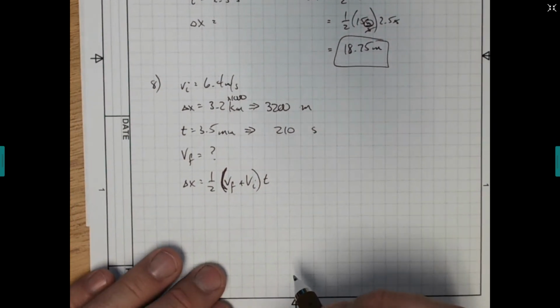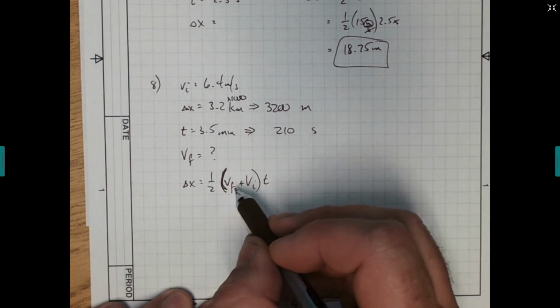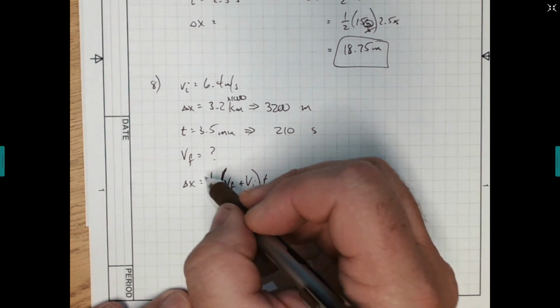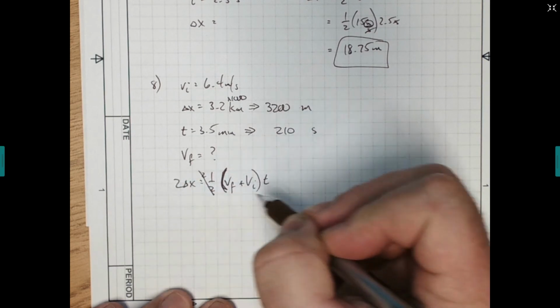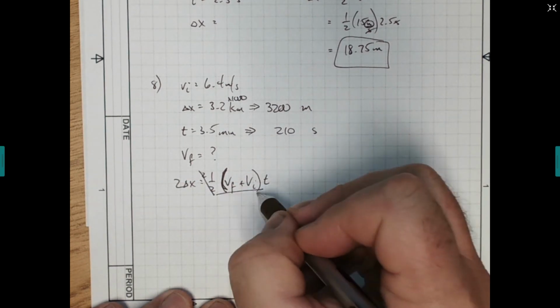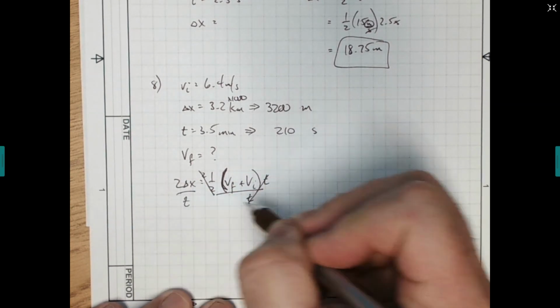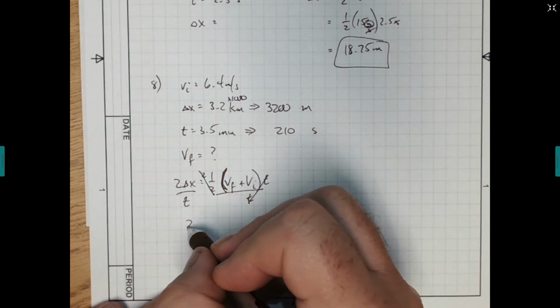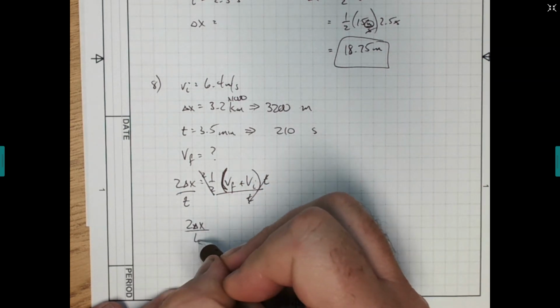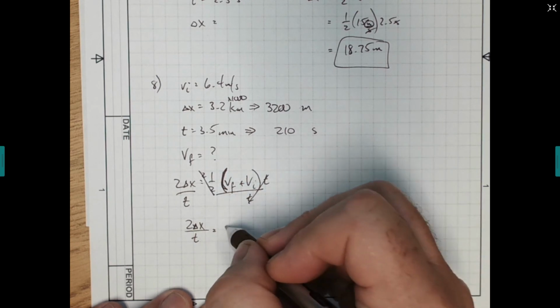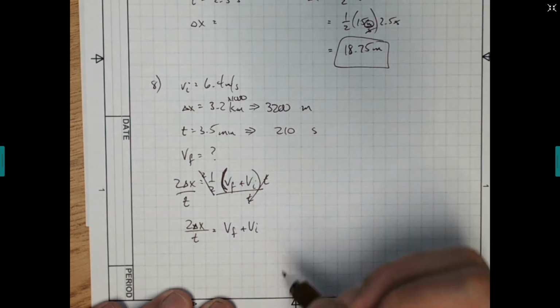Okay, first thing we got to do is rearrange this. We got to get VF by himself. So to get rid of the 1/2, I'm going to multiply by 2, so I got to multiply this side by 2. To get rid of the t, I'm going to divide by t, so I got to divide this side by t. Okay, it's getting a little crazy, so let's rewrite so we can see what we got going here. That disappeared and that disappeared, and we just have VF plus VI.